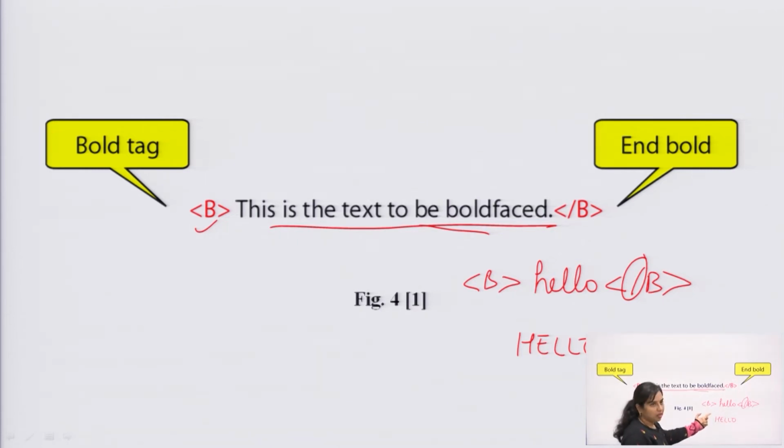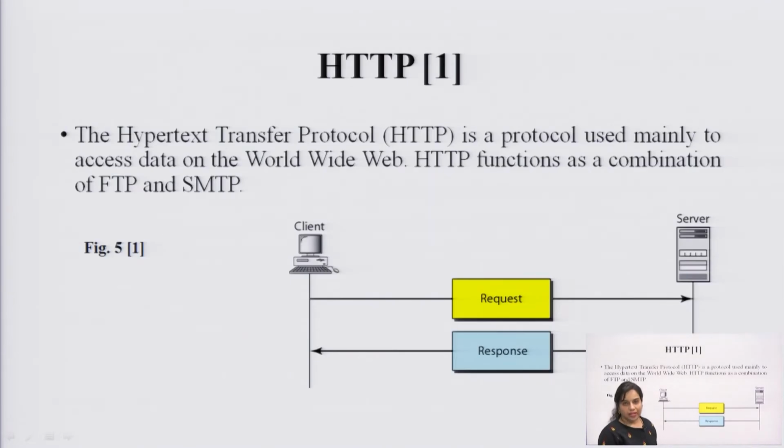You can change its color, you can change its format, and you can also change its size, the number of characters you want to describe. So, you have to see that it should begin with B and it should end with slash B, which means end of this line. So, this is the syntax of designing a web page. Now, next will be the hypertext transfer protocol.